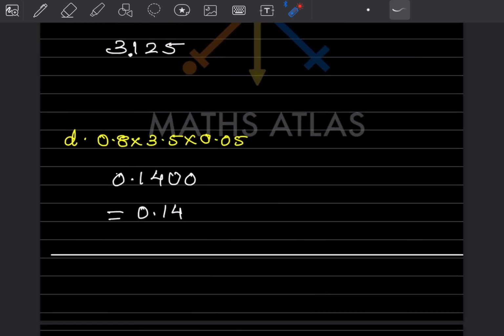Here again, what are you going to take? This number and this number. This only 5. You are going to multiply all of this, not the zeros. And then accordingly, you are going to count the decimals after 4 as others. So here, you don't count after 0. So that is going to be 0.14.